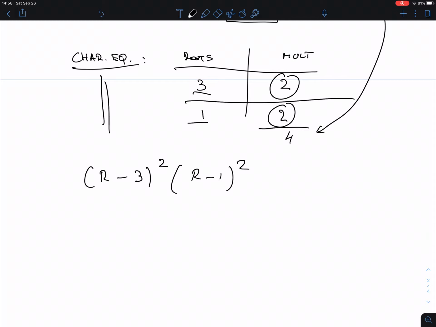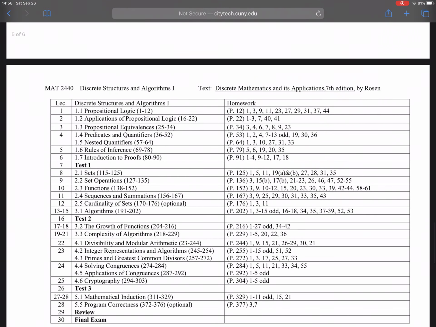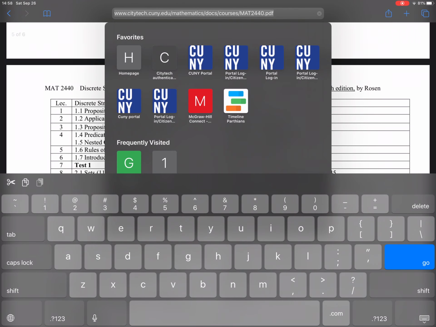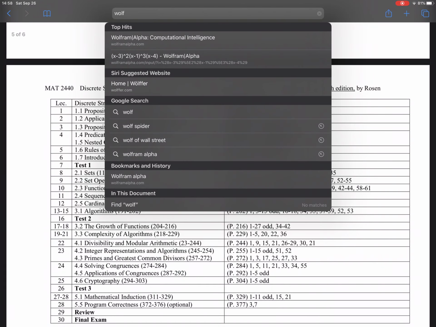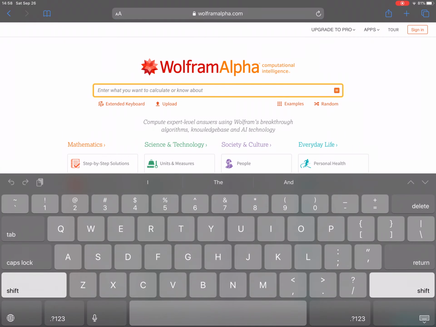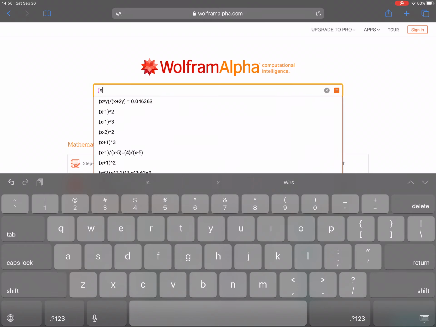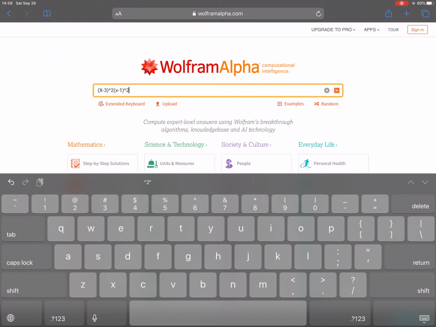You can do this by hand. I showed you that, especially for homework problems, you can also do this using an online program like Wolfram Alpha. So let's put it in. With the iPad it's kind of annoying to do this. X minus 3, right? (X minus 3) to the power 2, (X minus 1) to the power 2.